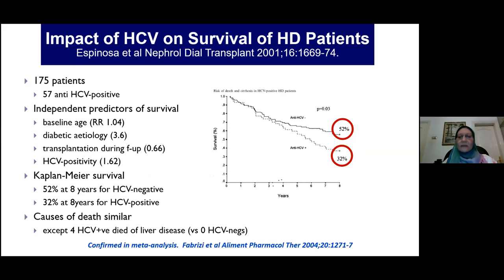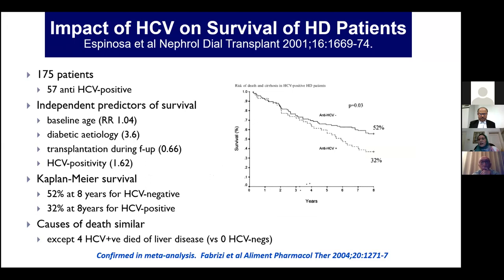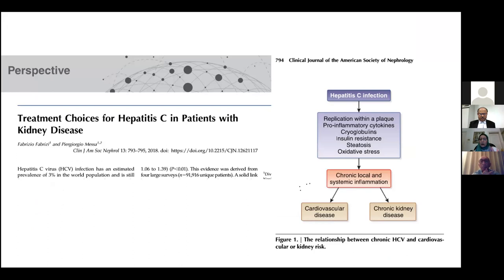So it replicates in the plaques and produces pro-inflammatory cytokines that are going to result in chronic local and systemic inflammation that will cause chronic kidney disease and cardiovascular disease. It is a significant and independent risk factor for mortality in dialysis patients.